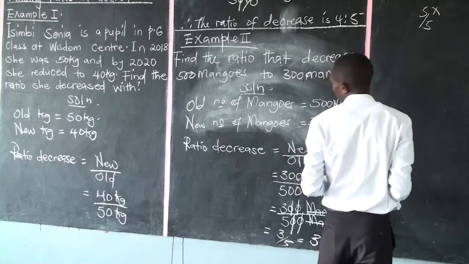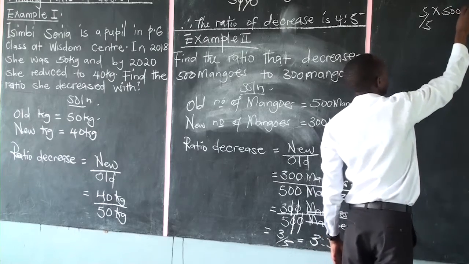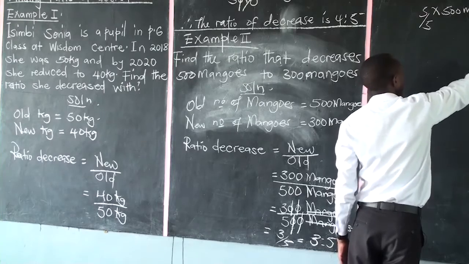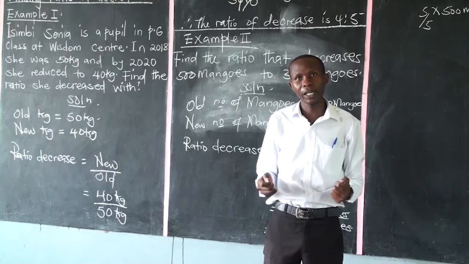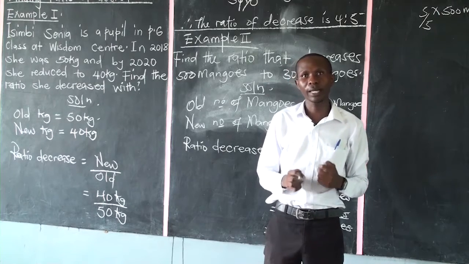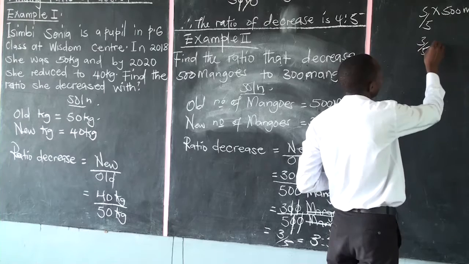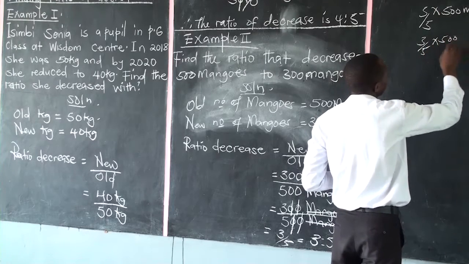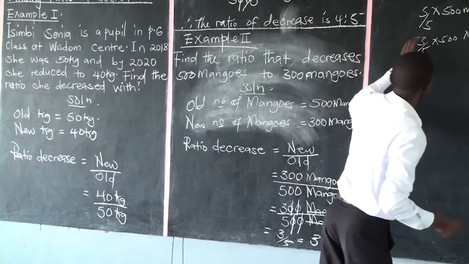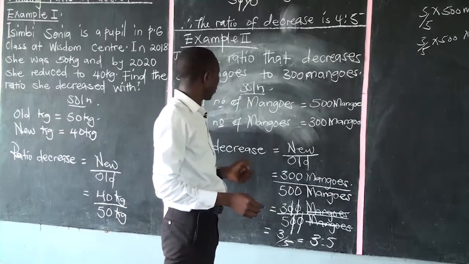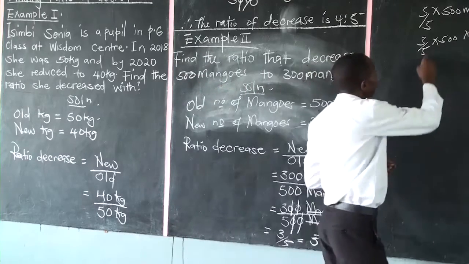So we'll come here and say, let me prove by saying 3 out of 5 times our original number or old number, it is 500. So we shall say times 500 mangoes. By doing this, we are just trying to prove if what we have written here is really correct or not. So from there, I will say 3 out of 5 times 500 mangoes. So if we work this out and it gives us the new number of mangoes, it confirms to us that the ratio is correct.